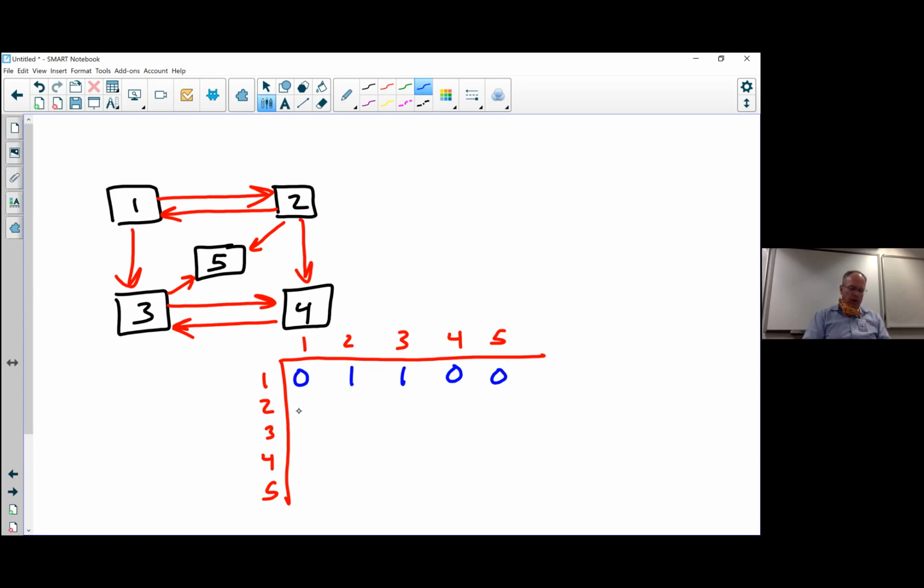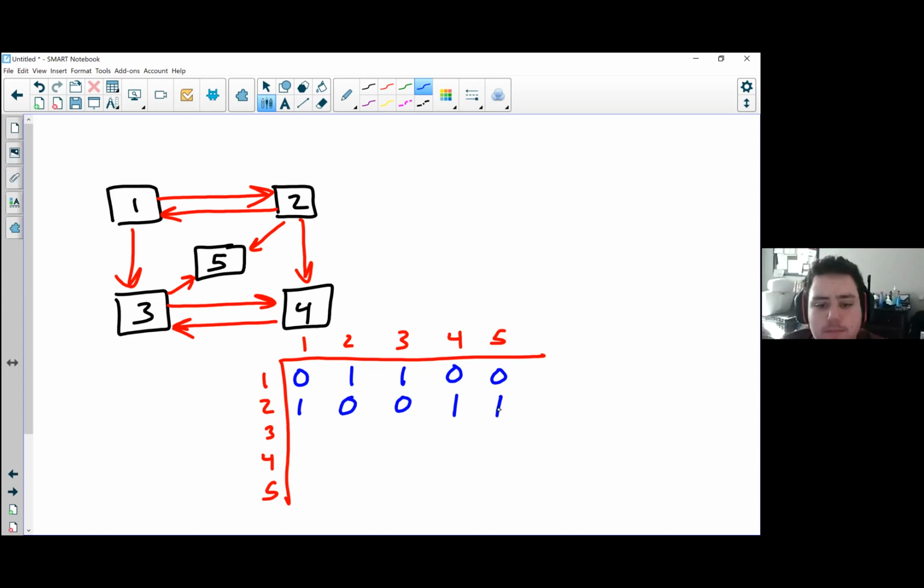Can office 2 deliver to office 1? Yes. Can office 2 deliver to themselves? No. Can office 2 deliver to office 3? No. Can office 2 deliver to office 4? Yes. Can office 2 deliver to office 5? Yes. So all we're dealing with is 0 and 1. This just means there's a single path. I'll talk about what this means in a second.